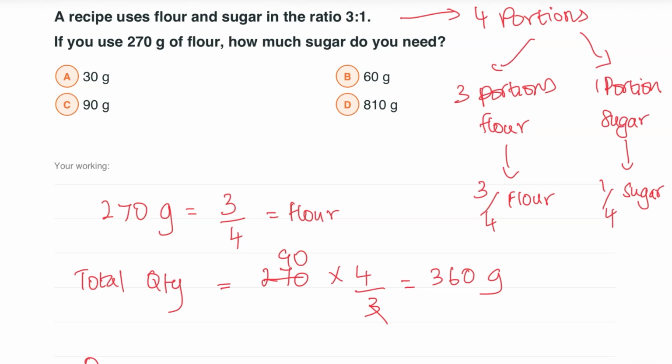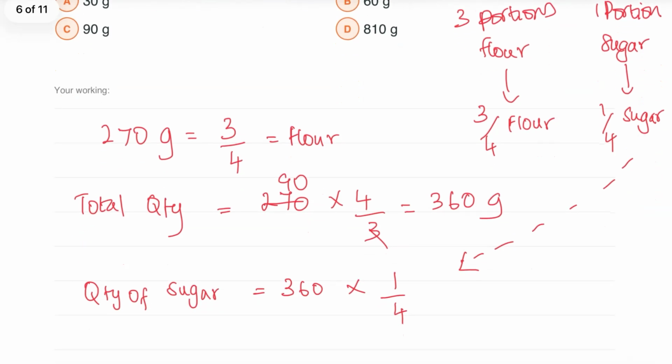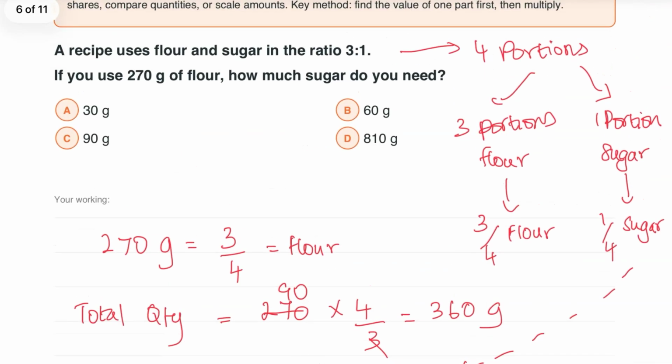Then to find the quantity of sugar, we can multiply 360 by this fraction, which is 1/4. And then we will get 90 grams of sugar. The answer option is C, 90 grams.